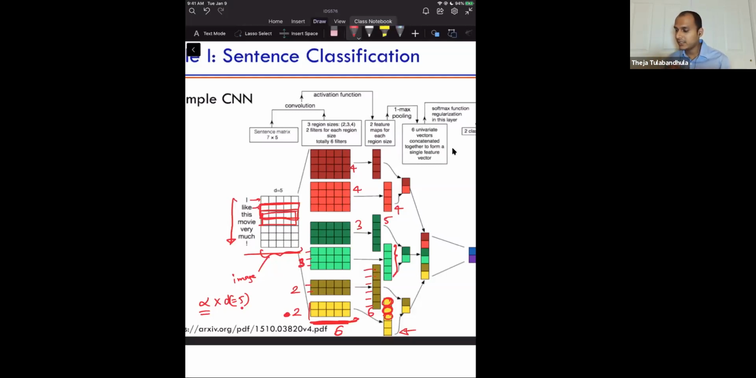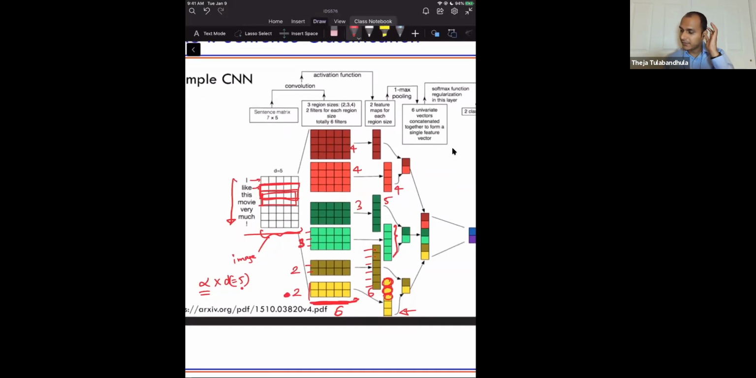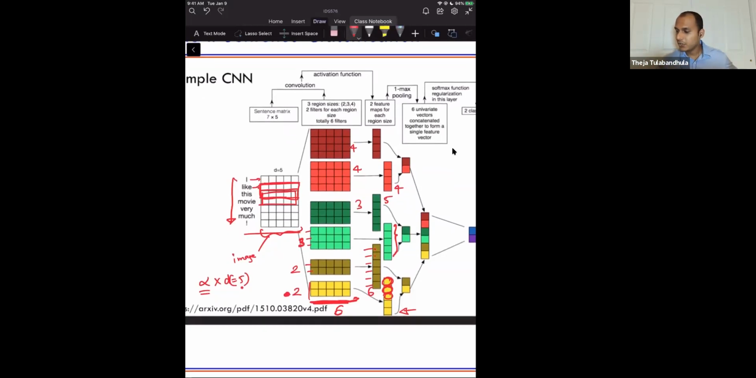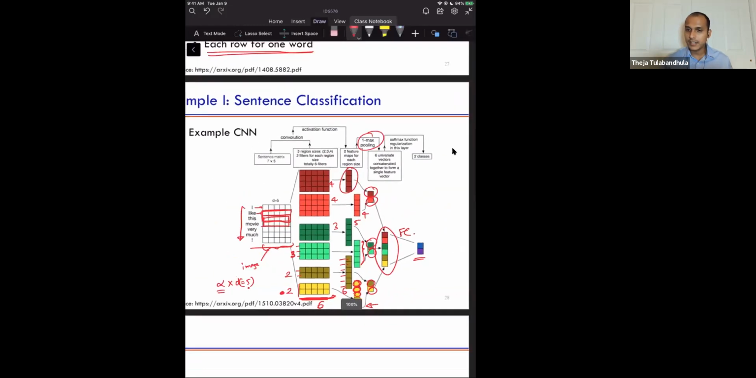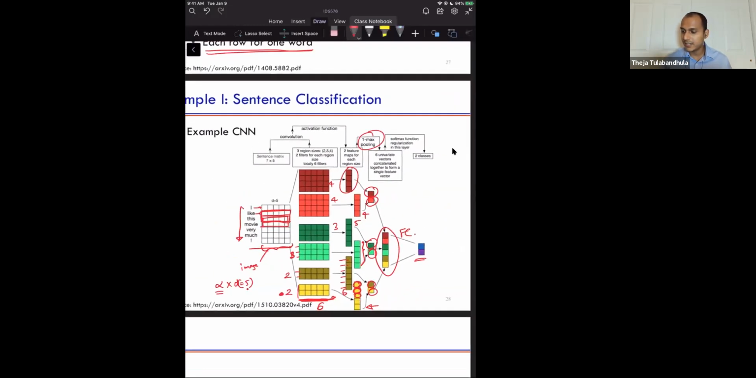Now, once you have these vectors, there are various ways to compose them together. You can do max pooling, which means you compress each vector into a single number, by taking the maximum of it. You have 6 numbers here. From these 6 numbers, you can just do a fully connected layer to get to the 2-class classification problem. Okay. So is the explanation clear? Any questions at this point?